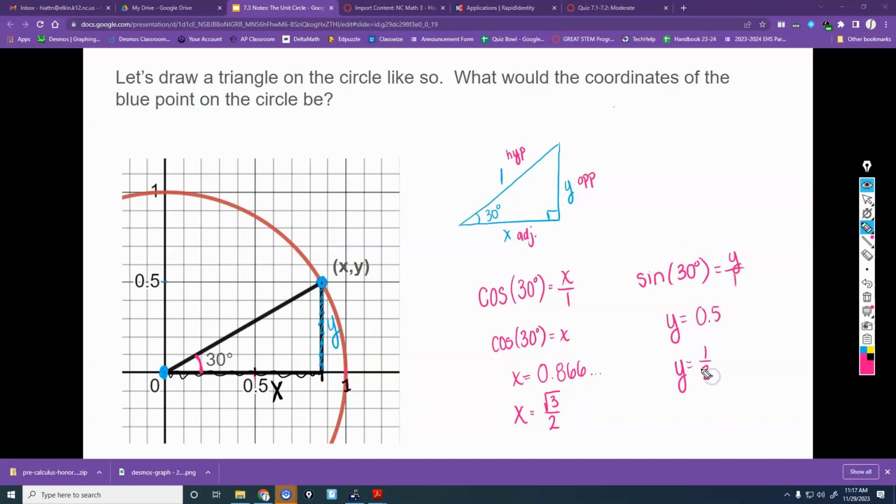This fraction hopefully will not upset you as much as the first fraction did. We're going to use a 1/2 for that. So the coordinates of this point right here are square root of 3 over 2 and 1/2.